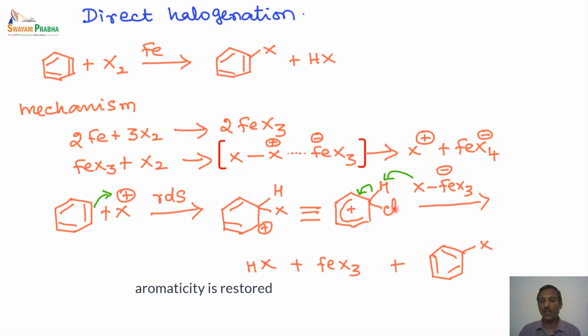Here for the convenience I have put chlorine, so it can be chlorine or bromine, and FeX3 is regenerated in the last step. So this is the catalyst which can further undergo the same cycle of reactions, and HX is the byproduct formed in this particular reaction. So this is how the direct halogenation leads to substituted aryl systems.